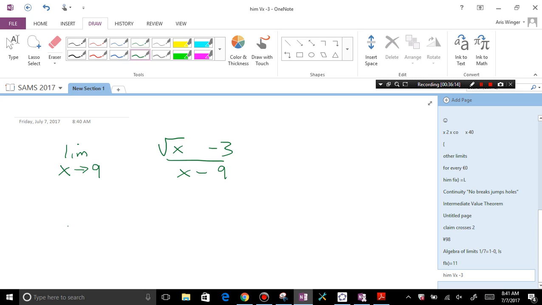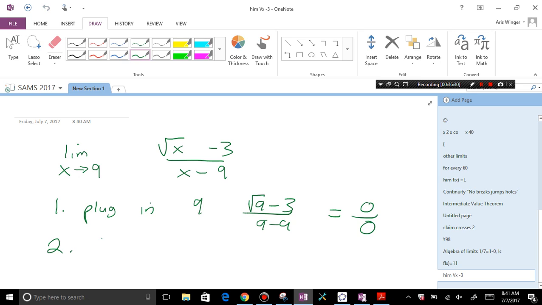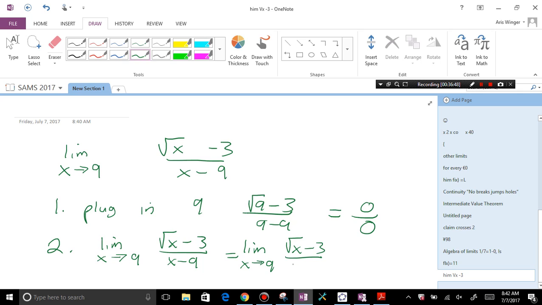First of all, you plug in the 9. I had already primed you that for the rest of these, you'll get 0 over 0, but you do want to go through that step. If you plug in the 9, it's the square root of 9 minus 3 over 9 minus 9. That is 0 over 0. And so we'll simplify the limit as x tends to 9 of the square root of x minus 3 over x minus 9, which is equal to the limit as x tends to 9 of the square root of x minus 3 over x minus 9.